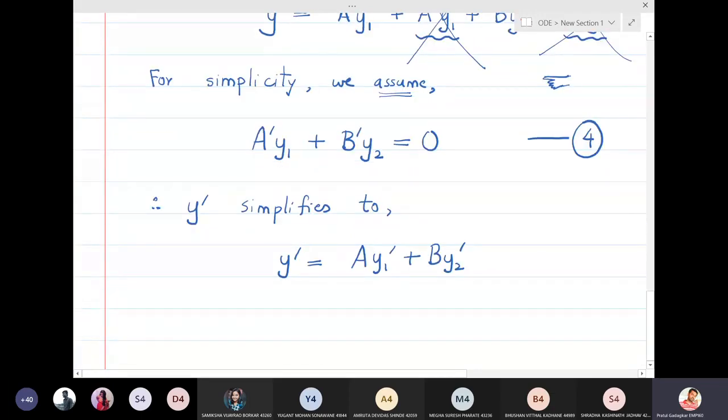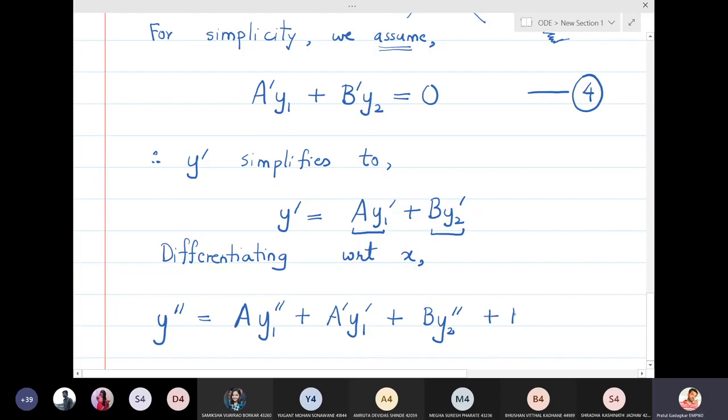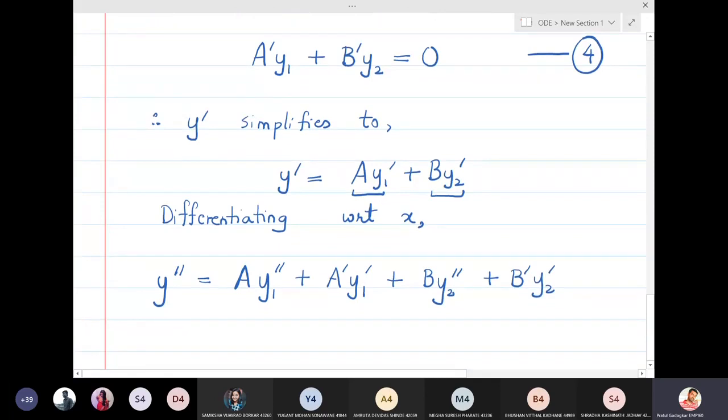Okay. Now I will differentiate the above equation again. Why am I differentiating? Because what was equation 1? Equation 1 had y double dash, so that is the reason I am taking two derivatives. Differentiating with respect to x, again I will use the product rule for the first term: a y1 double dash plus a dash y1 dash. Second term: b into the derivative of y2 dash, which is y2 double dash, plus b dash into y2 dash. So y double dash has four terms. Now I will say this is equation 5.